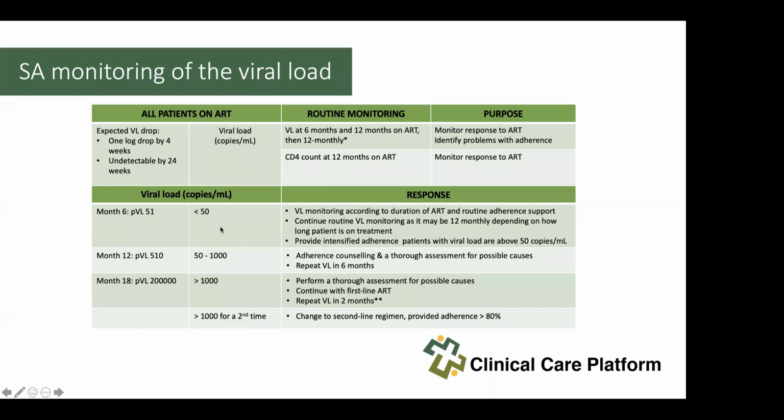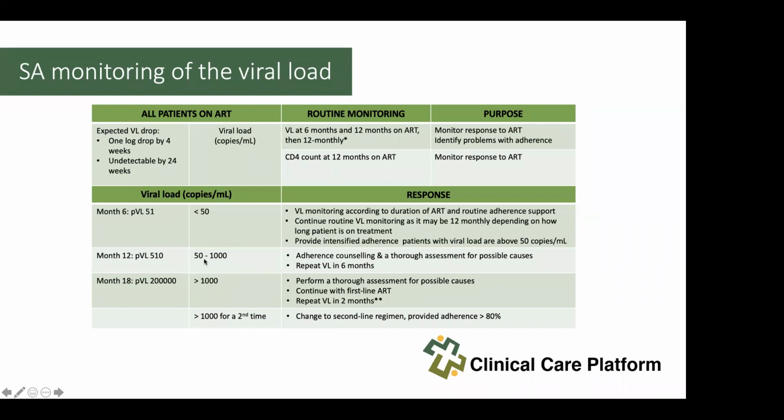The ultimate goal really is to get all patients to be fully suppressed. And for now, we use less than 50 copies per mil as our standard. If the viral load is more than 1,000, then we are sure in South Africa that we are very worried. Those patients require a proper assessment and support, and we need to repeat the viral load in 2 to 3 months, and then we need to act on those results. If we've got two consecutive viral loads more than 1,000, we should be considering changing the patient to a second-line ART regimen, right?